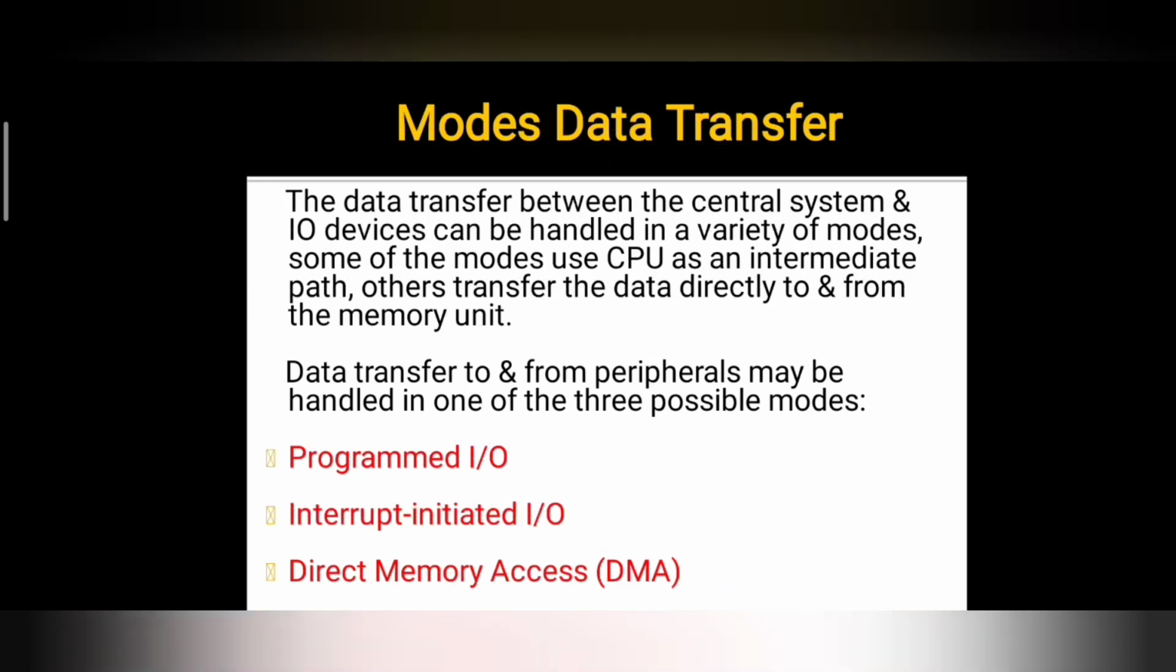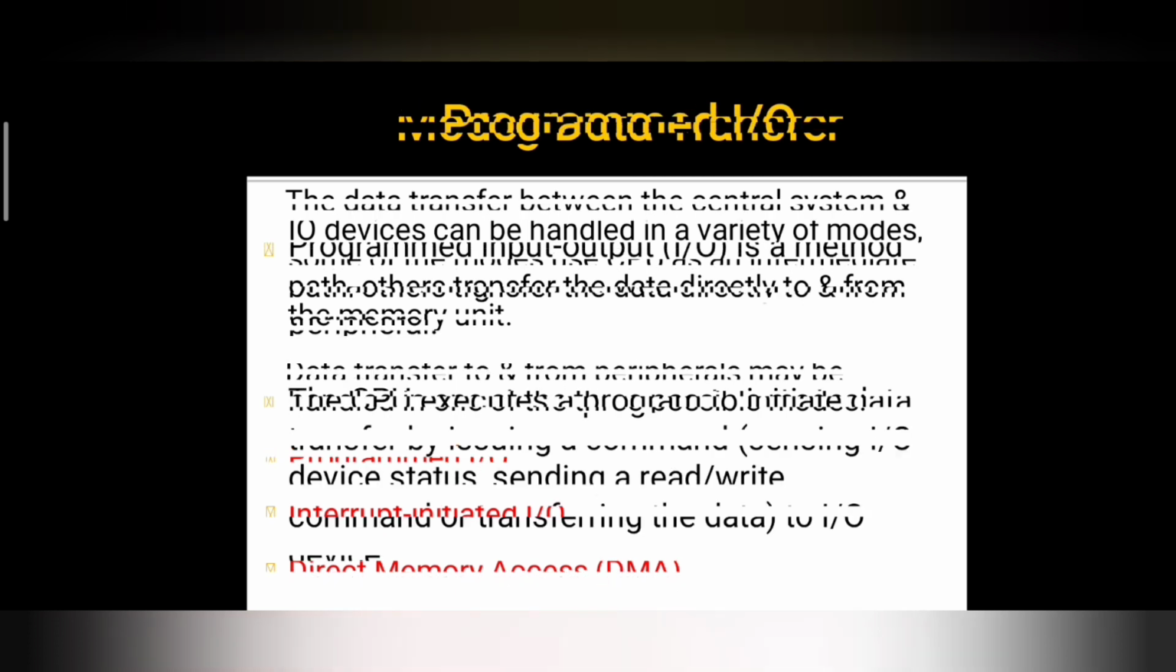Now let's focus on today's area, that is the modes of data transfer. The data transfer between the CPU and I/O devices can be handled in a variety of modes. While there are some modes which use the CPU as an intermediate path, there are some other modes in which the data can be directly communicated to the memory unit. So there are three possible modes. First one is programmed I/O. Second one is interrupt initiated I/O, and the third one is direct memory access.